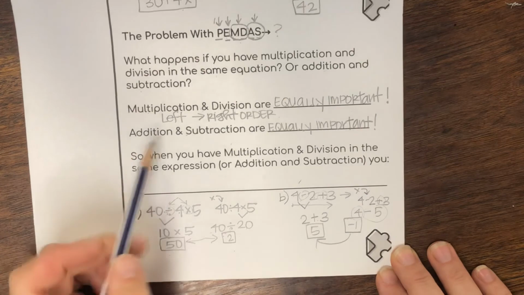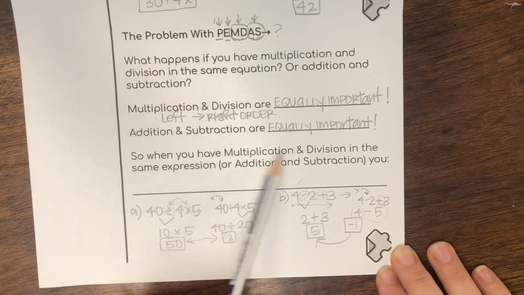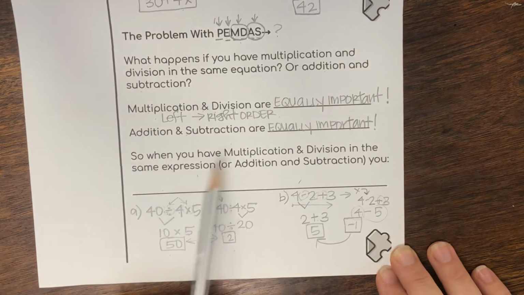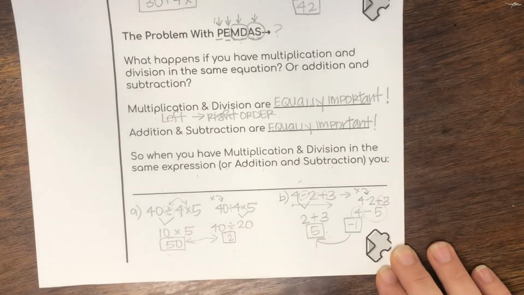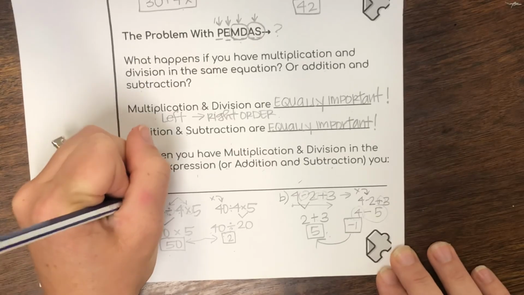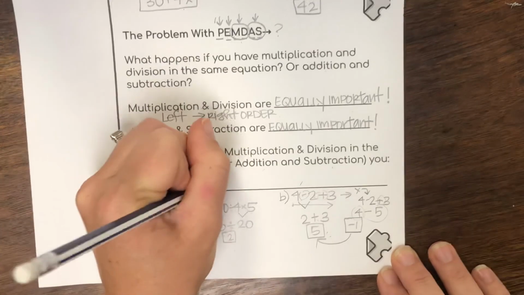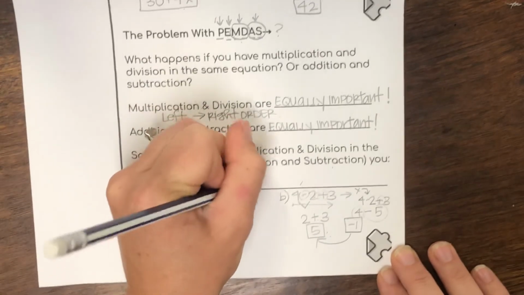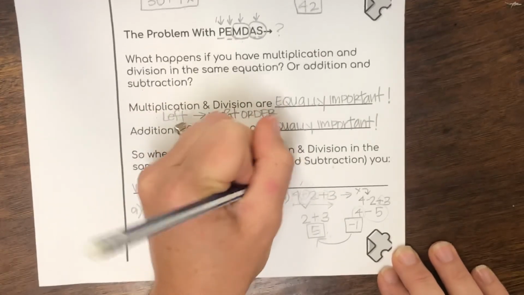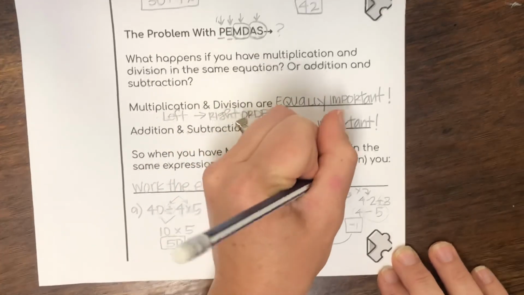So our rule that we talked about here, our left to right order, we're gonna put this here. So when you have multiplication and division in the same expression, or addition and subtraction, just like we have here, you work the equation from left to right.